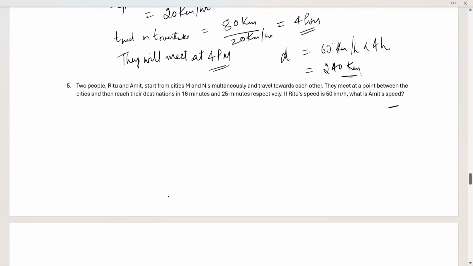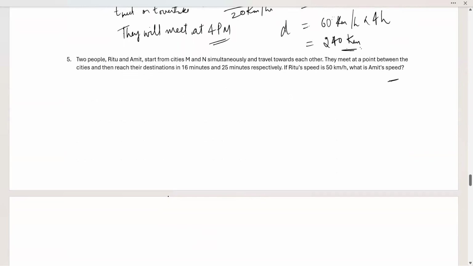Yeah. So it says two people, Ritu and Amit, start from cities M and N. So this is the city M and this is city N. ठीक है. एंड यहाँ से स्टार्ट करती है ऋतु, एंड यहाँ से स्टार्ट करता है अमित.